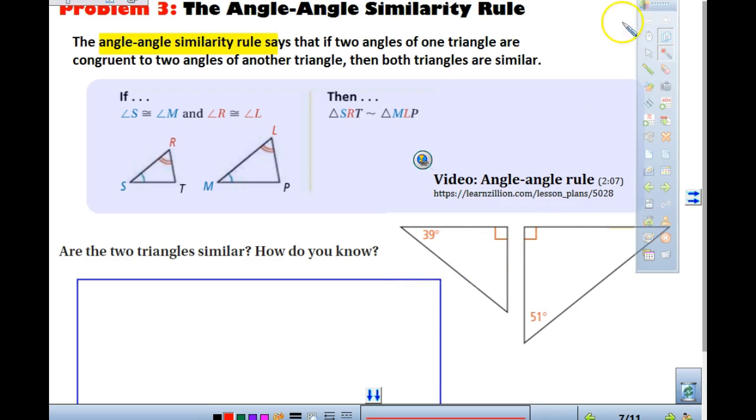So if we are looking at a triangle like this one, it's asking us, are the two similar and how do we know? So we're going to take a look at this video. Again, it's pretty short, 2 minutes, that we're going to take a look at.